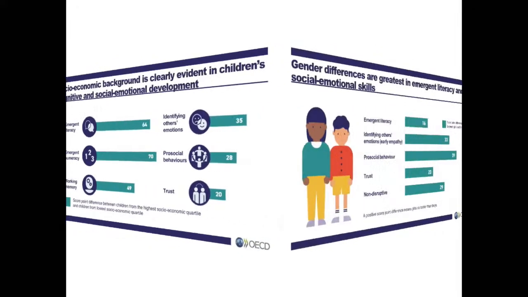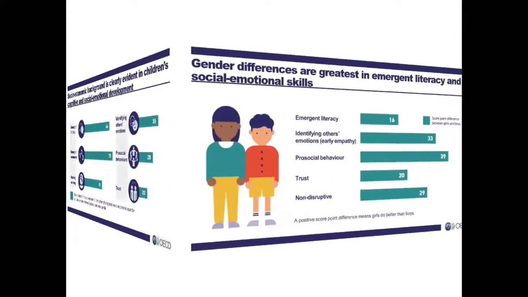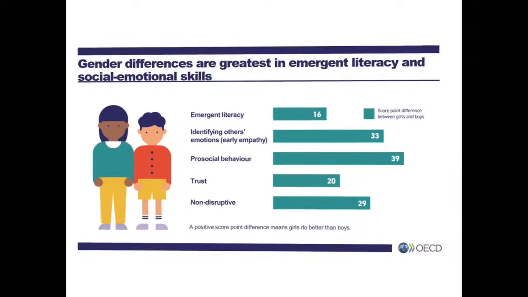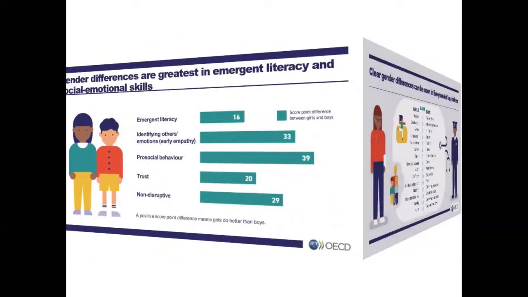I talked about gender differences. So again, if you think about 70 points being about 1 year of development, there were differences in favour of girls in emergent literacy and across the board for social emotional skills, but the size of those differences is smaller. You can see that in the pro-social behaviour, empathy, non-disruptive behaviour, they're stronger. I'm just conscious of time.